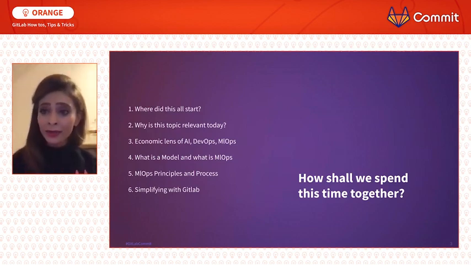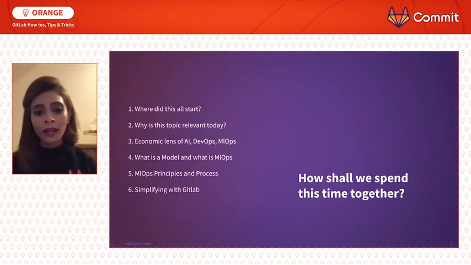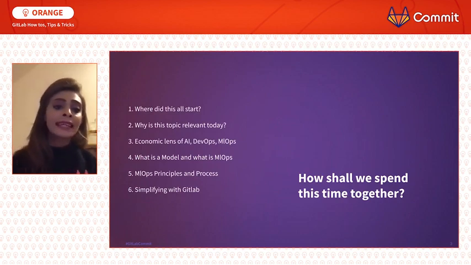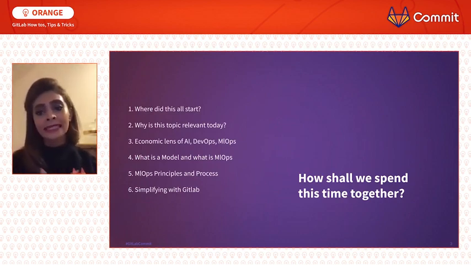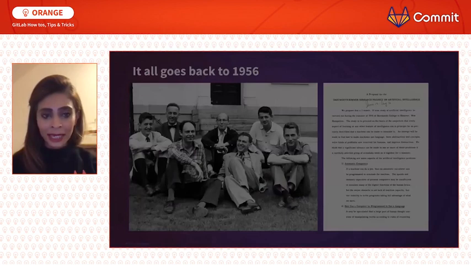So for the next 25 minutes, we will be going through a little bit of history. Where did this all start? Why is this topic relevant today? The value lens of AI, DevOps, MLOps, some basics, what is a model, and what then is MLOps, and then the principles and processes and simplifying that with GitLab.